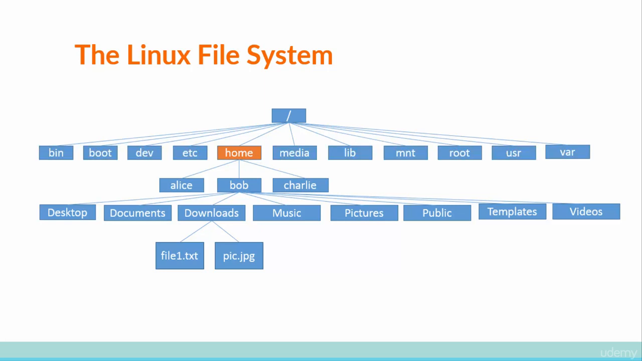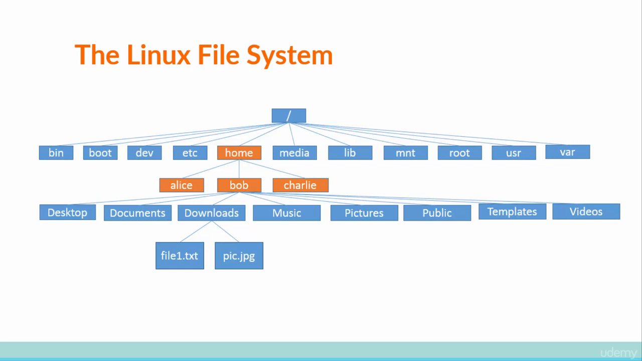Now, one of the most important directories on this tree is the home directory. The home directory holds individual directories for each of the different regular users on the system. Here we can see that the system has 3 regular users. We've got Alice, Bob, and Charlie. And each of those users can have their own files.